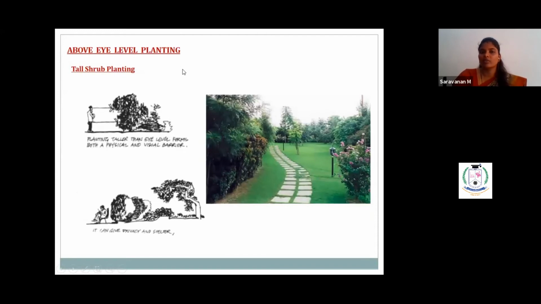Next is eye level planting. Eye level planting is tall shrub planting, planting taller than your eye level, which forms a physical and a visual barrier. So this is tall shrub planting, which creates a physical and visual barrier.